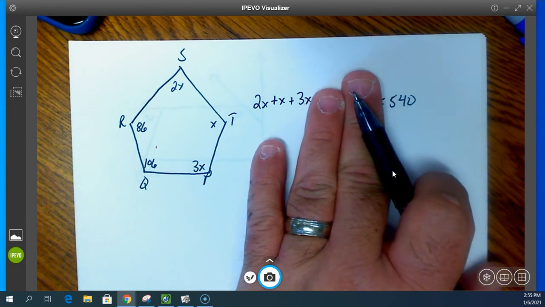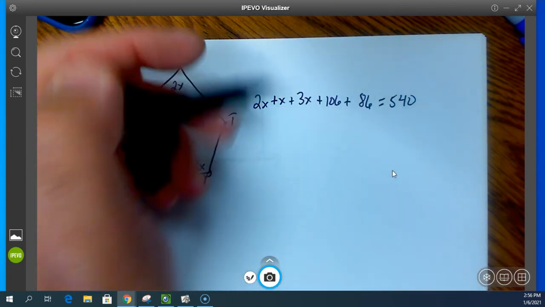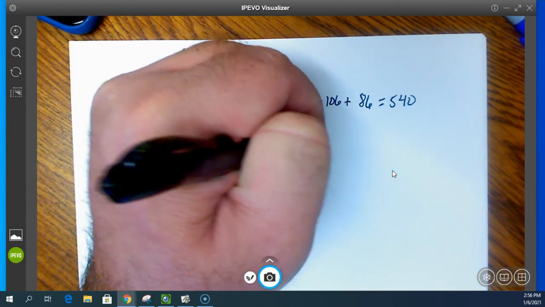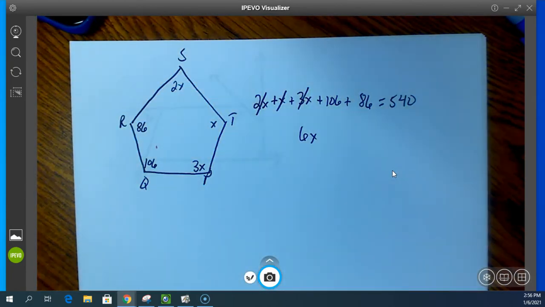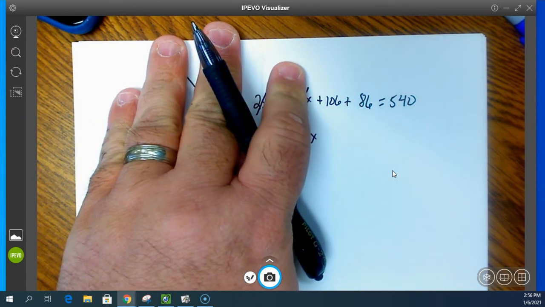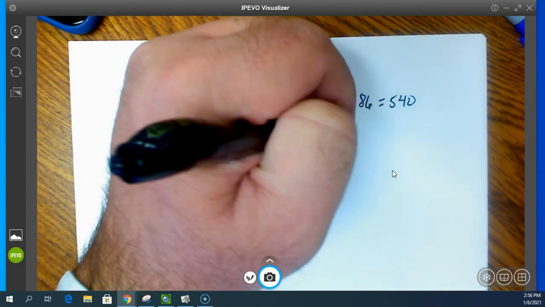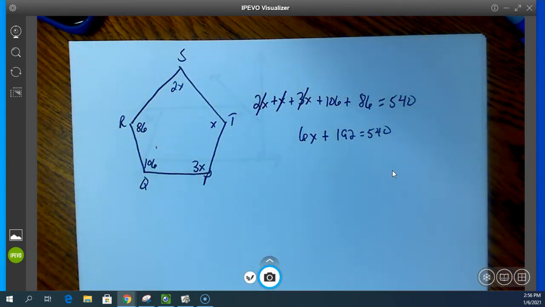Okay, so I have my equation and I'm ready to solve for the variable. So first of all, I'm going to take care of all the variables. How many x's do I have? 2x plus x plus 3x. That's 2 plus 1 is 3, 3 plus 3 is 6. So I have a total of 6 x's. Took care of those. Now I'm going to take care of the numbers. 106 plus 86 is 192. Now, if you can't do this in your head, use a calculator.